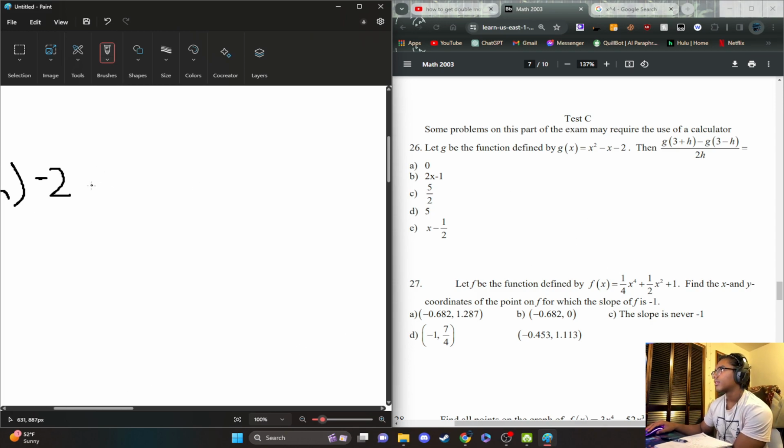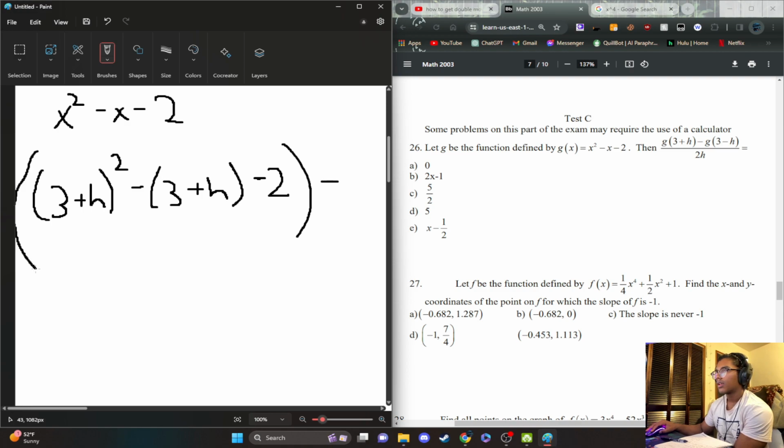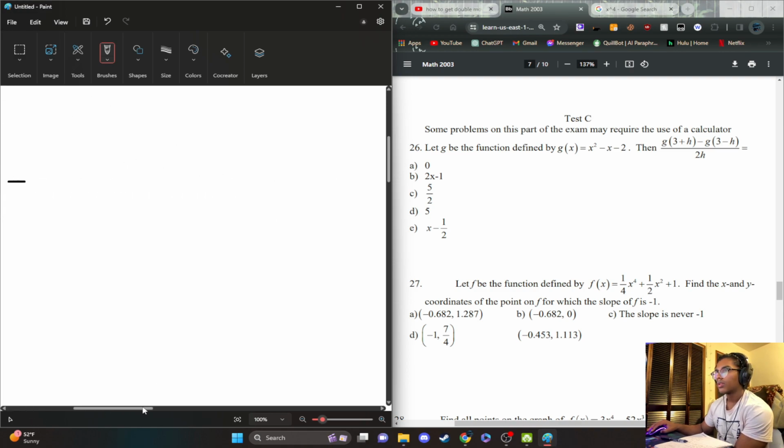Let's plug it in. So you have first minus, right? This is the first. Let me put this in parentheses. Okay, this is the first value. Your second value is right here.